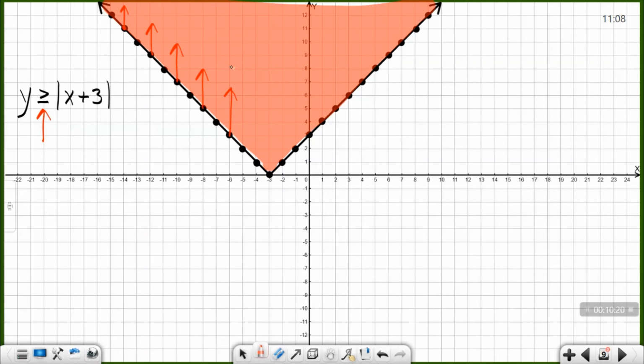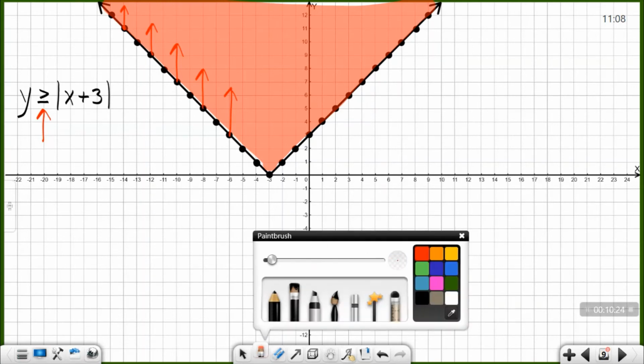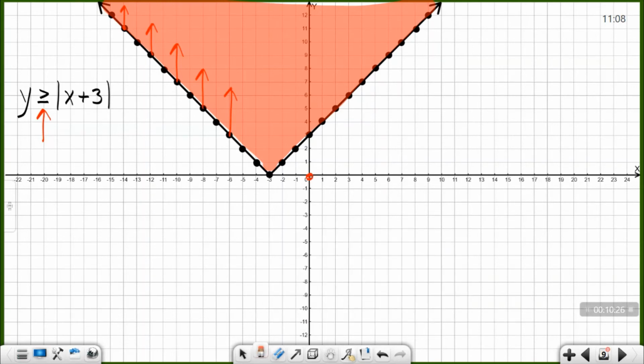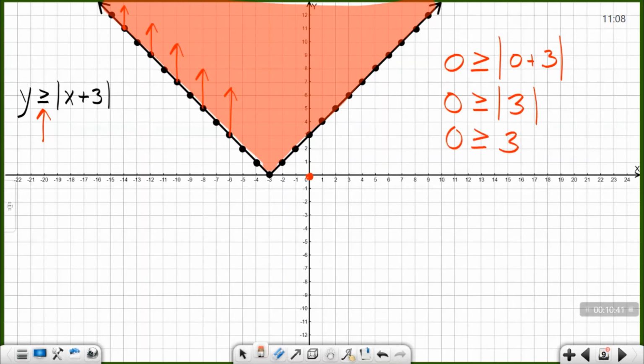And to verify this, you can always test a point. Pick any point that you want and plug it in. The easiest point to pick is always 0, 0. And if I pick 0, 0 and I plug it in, I'd say 0 is greater than or equal to the absolute value of 0 plus 3. And if I simplify that, I find that 0 is greater than or equal to the absolute value of 3. And the absolute value of 3 is 3. Well, 0 greater than or equal to 3? No, it is not. And that's why 0, 0 is not in my solution region.